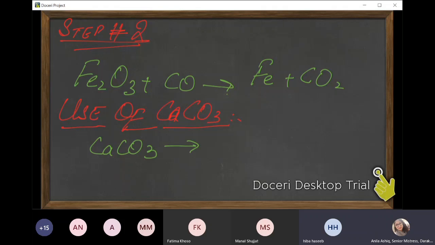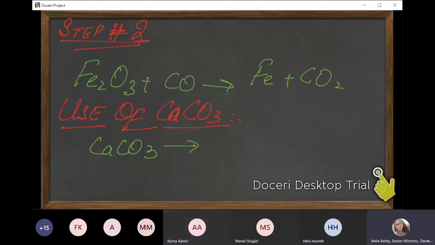Very good, Hajra. Very good, Briha, Hamida, Aima. Aima, can you answer this question by unmuting your mic? Miss, calcium carbonate reacts with sand to form slag. But what will be the result of a breakdown of calcium carbonate? Because calcium carbonate has to be broken down first. Very good, Anusha. Very good, Anisha. I don't remember that, Ms. Anila, that's right. I will get back to you again because you need to remember this.